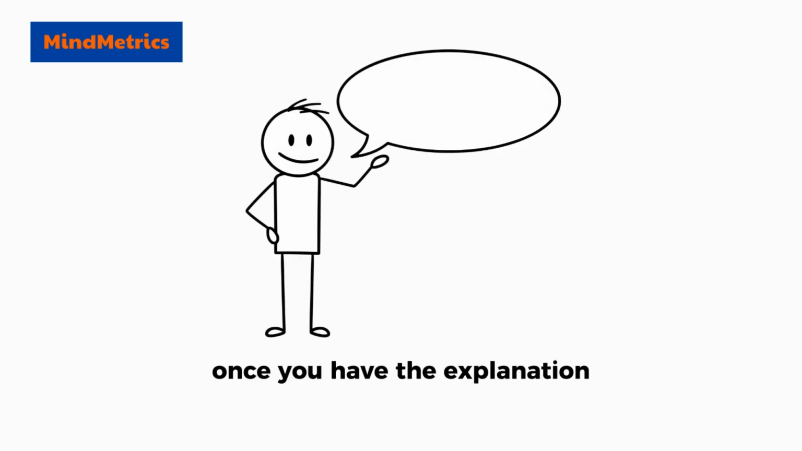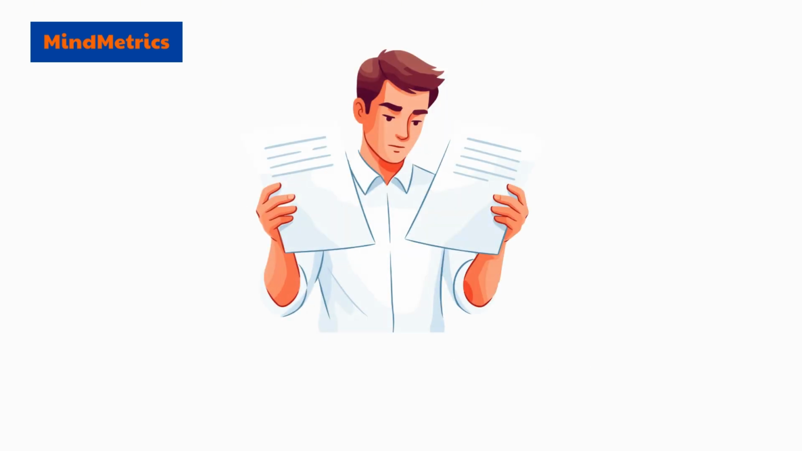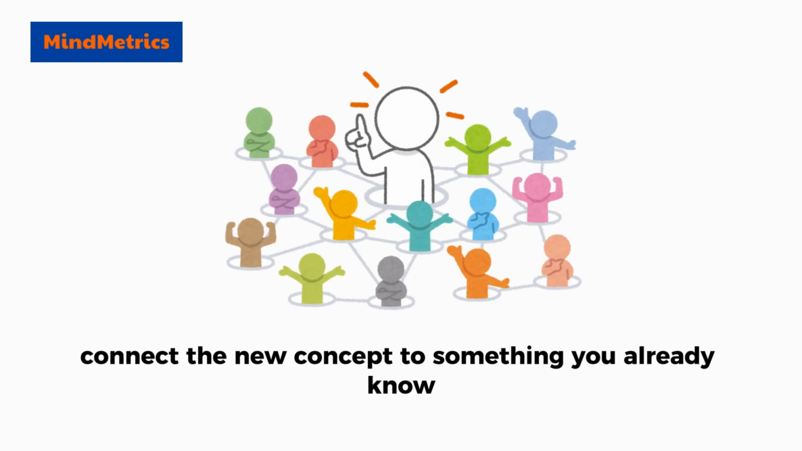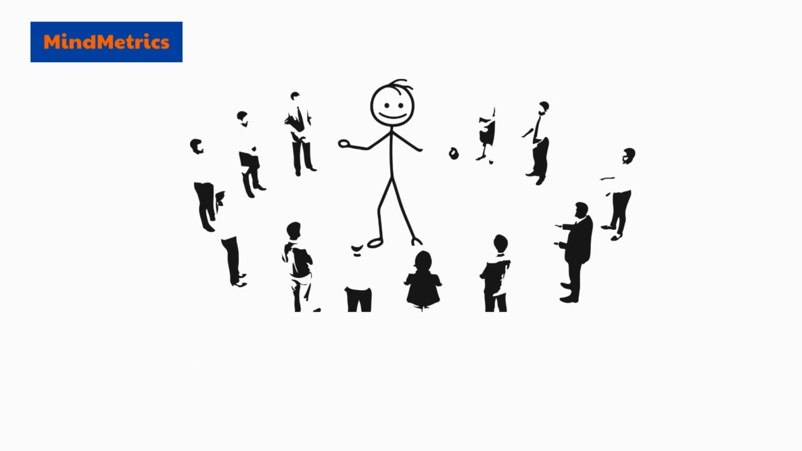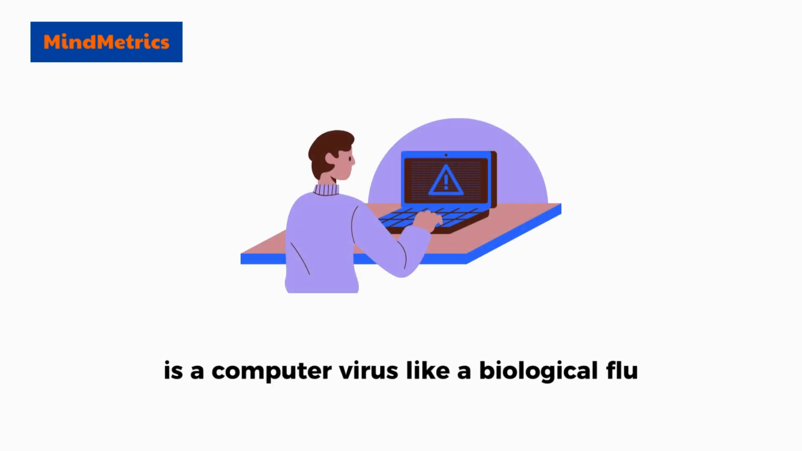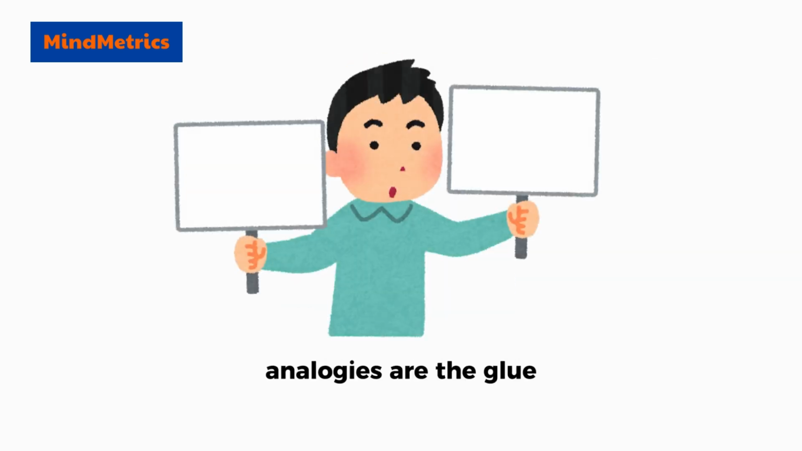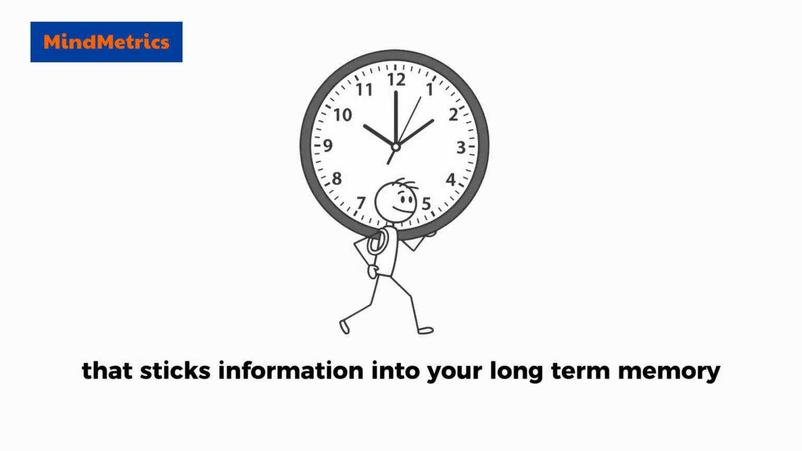Step 4, review and simplify. Once you have the explanation, try to create an analogy. Connect the new concept to something you already know. Is an electrical current like water flowing through a pipe? Is a computer virus like a biological flu? Analogies are the glue that sticks information into your long-term memory.